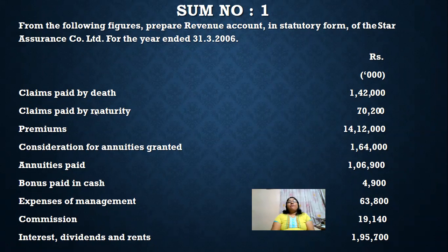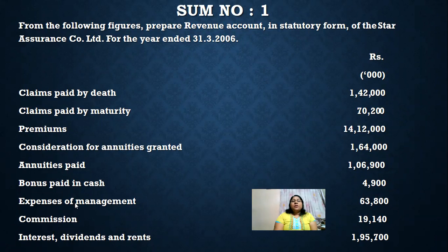What schedule number will come for each and every item? Claims paid by death and claims paid by maturity will all come under benefits paid, schedule number 4. And premium will come in schedule number 1. Consideration for annuities granted will come under other income straight away in the revenue account. Annuities paid is one of the benefits paid, so it will come in schedule number 4. Bonus paid in cash is also a benefit paid, schedule number 4.